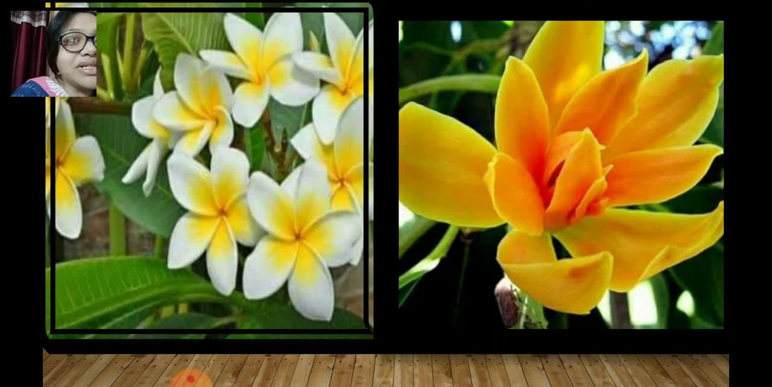So children, here you can see the image of Champa flower. Champa flower looks like this.